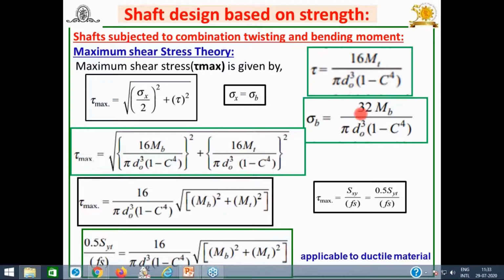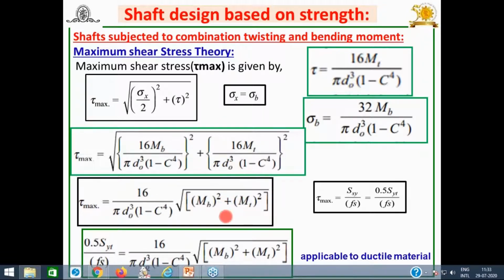Already we have discussed in an earlier slide how to find sigma b and tau. You can substitute these values here, sigma b here and tau here. After substituting these values, you will get this equation. You can take this 16 upon pi d cube (1 minus c raised to 4) common. After taking it out, what remains inside the square root is Mb square plus Mt square. Again, this square root of Mb square plus Mt square is known as the equivalent twisting moment Te.